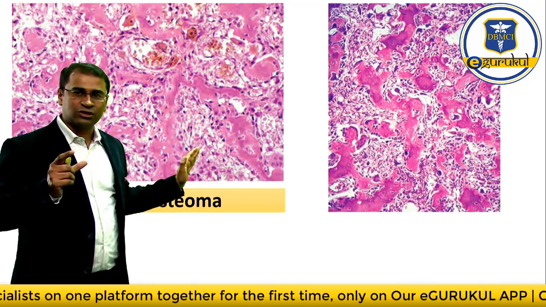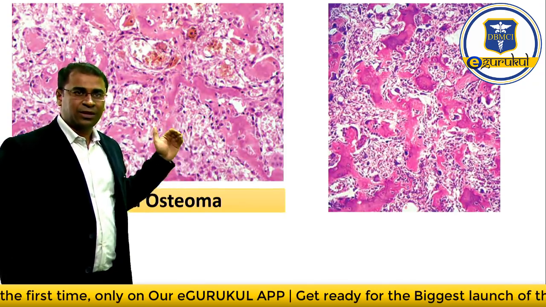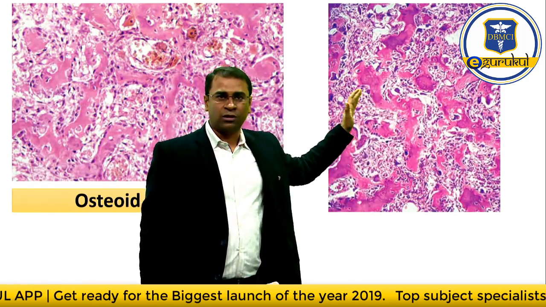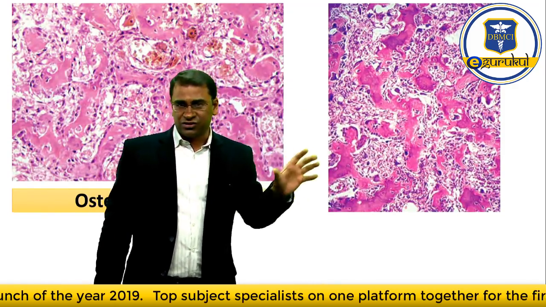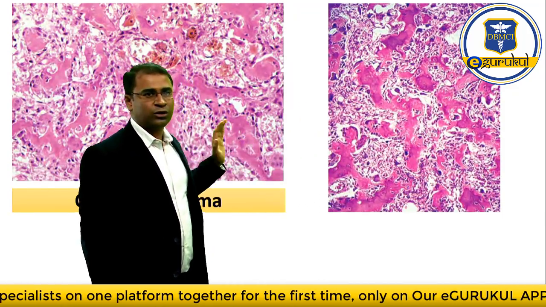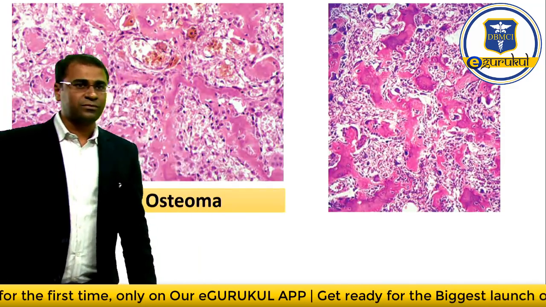The stromal area consists of the dilated capillaries and all the peristaltic reactions actually occurring in this area. The same image in a different view: this pink area is all the woven bone, and these are the surrounding trabeculae. These are basically the congested capillaries here. So this is what you find in osteoid osteoma, which, remember, is a benign tumor.